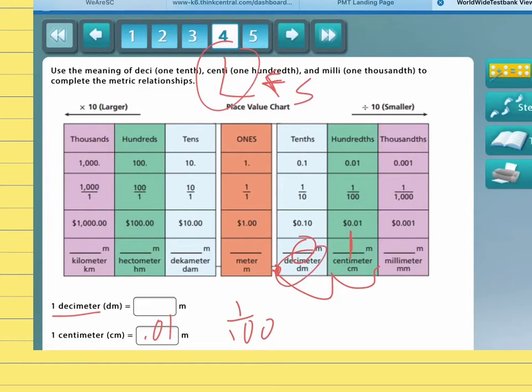Decimeter is 1/10 of a meter, that's why it's in the 10th place, and a centimeter is 100th of a meter, that's why it's in the 100th place.